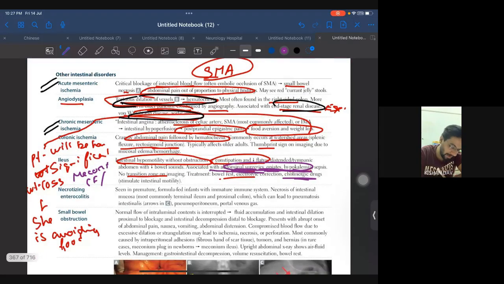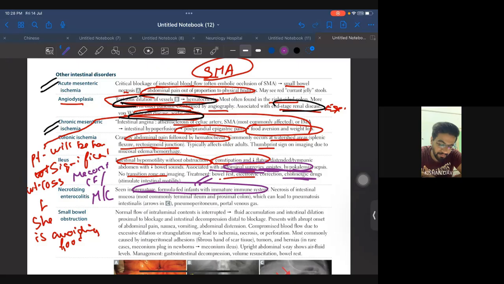Necrotizing enterocolitis is the most commonly asked question, seen in premature, formula fed infants. Instead of formula fed, they might give you that the baby was fed cow milk. In the US it is a common practice that when the baby is born, most commonly they feed them cow milk. In UWorld also they have given a detailed description about cow milk in one of the questions. So if anywhere a premature baby is being fed cow milk, think that the question is asking you about necrotizing enterocolitis.